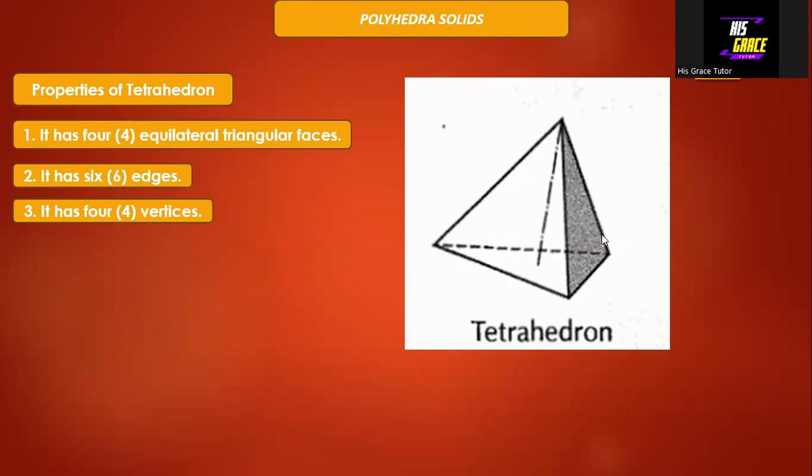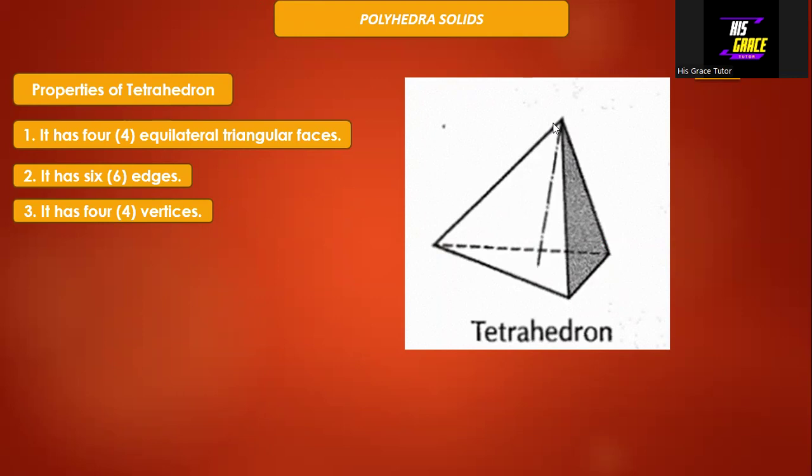So this is a tetrahedron. This shape is a tetrahedron, and we have the properties of tetrahedron here. The first property is that a tetrahedron has 4 equilateral triangular faces. This is one face. This is another one. There is another one at this part, and then we have one down here. All these faces are equilateral triangular faces, and then it has 6 edges. What are the edges?